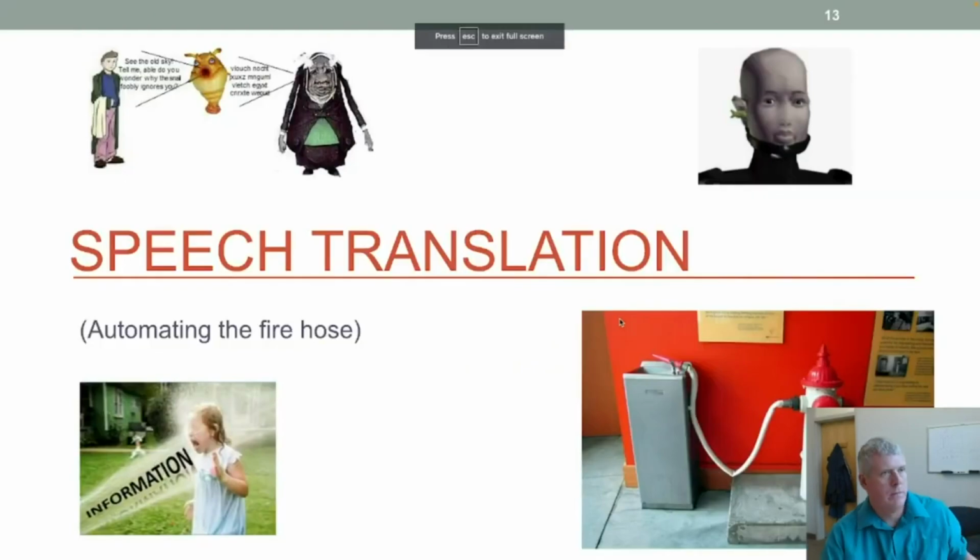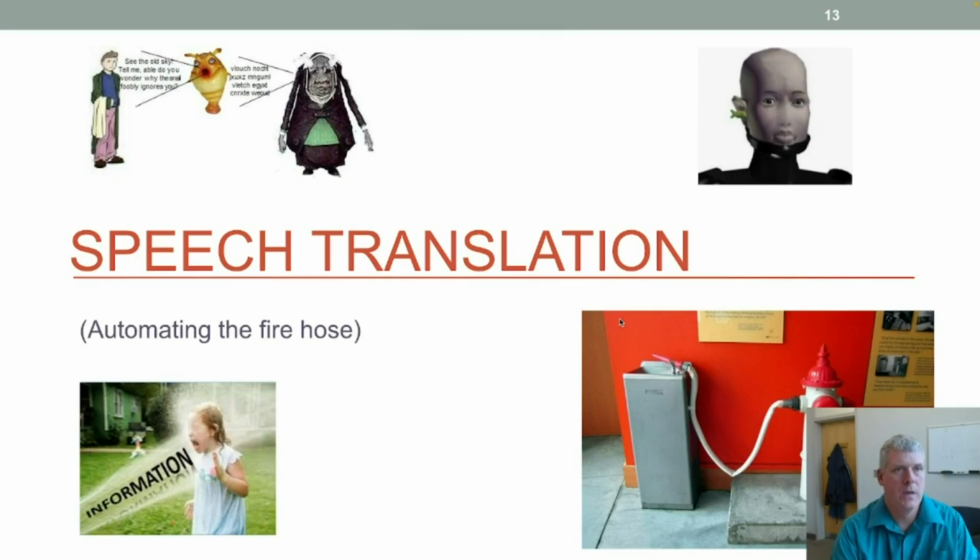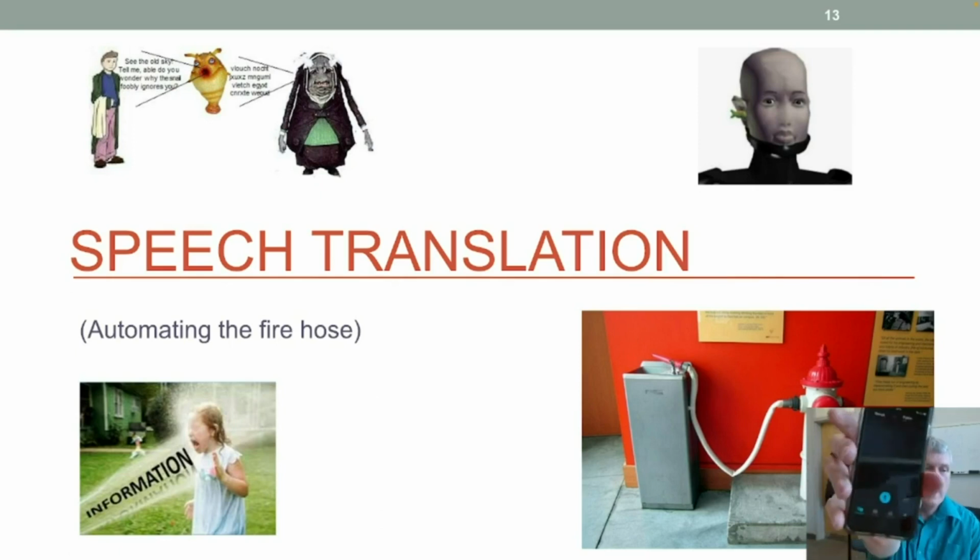Speech translation is another advanced application of speech processing and speech synthesis. It's kind of like automating the fire hose. It's trying to get in, trying to understand, and there are a lot of technologies these days, a lot of apps like I have here on my iPhone, right?